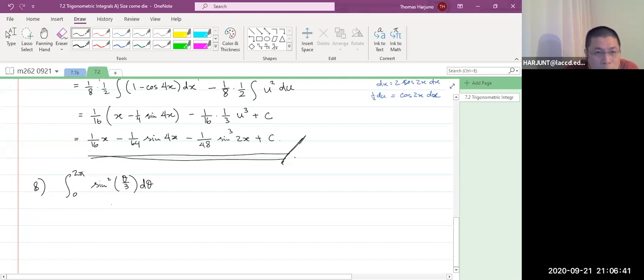Do substitution first. So u equals theta over 3. So du is 1/3 d theta.